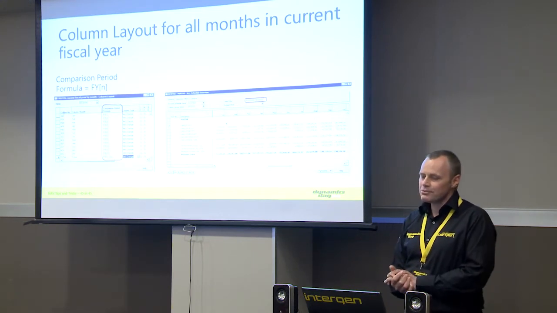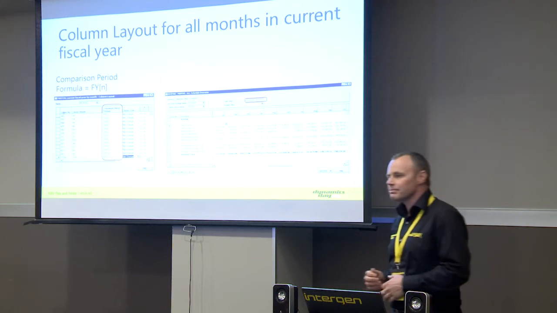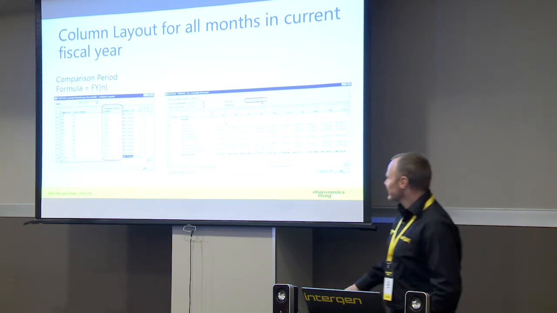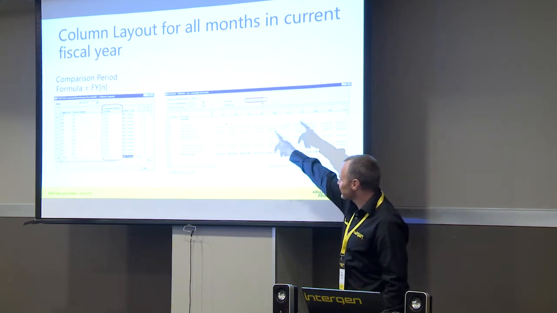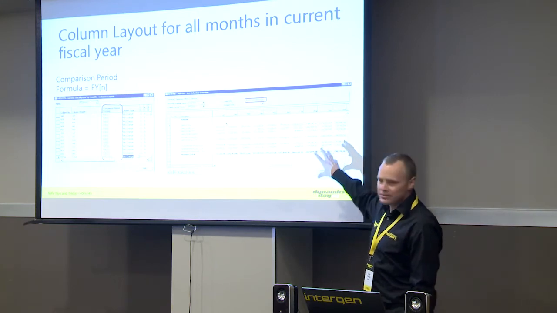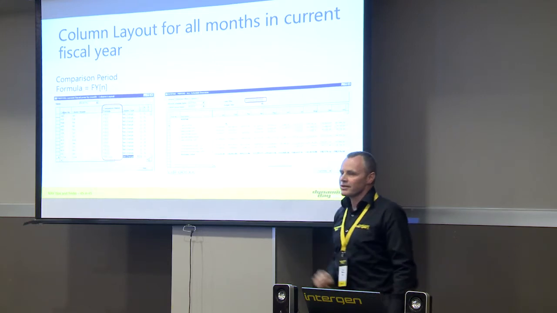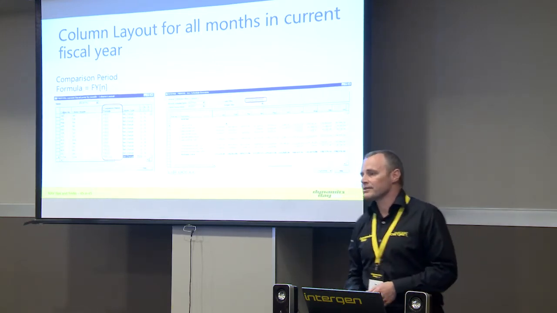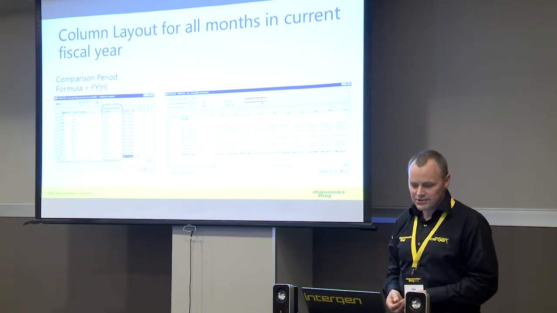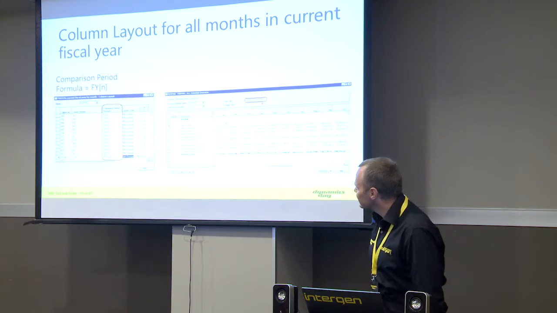Column layouts for all months in the current year. I have had this come up, not recently. I thought I'd share it anyway. So if you want to have a report which is going to list all of your months, but each month when you run it, you're going to be entering a different date because you're going to be putting in the current month range. So the way to ensure that all still works is the formula I've got there on the left.